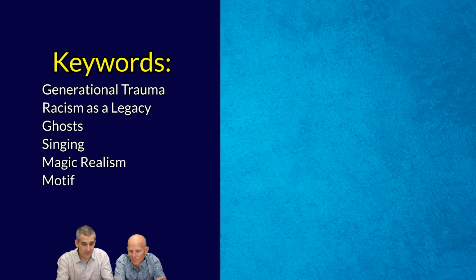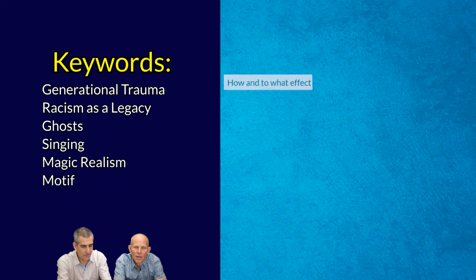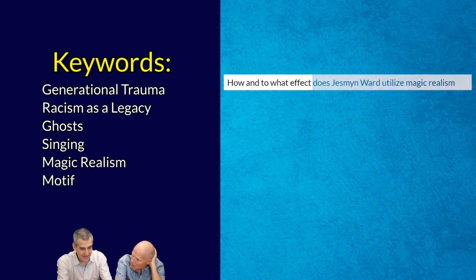All right. So I think first of all, we're going to talk about... hold up, I'm going to type this out. All right. So we're going to think about... we need our question word. Yep. How. I like the how question. I like how and to what effect. Yeah, we might as well do the effect as well. How and to what effect does Jesmyn Ward utilize magic realism?